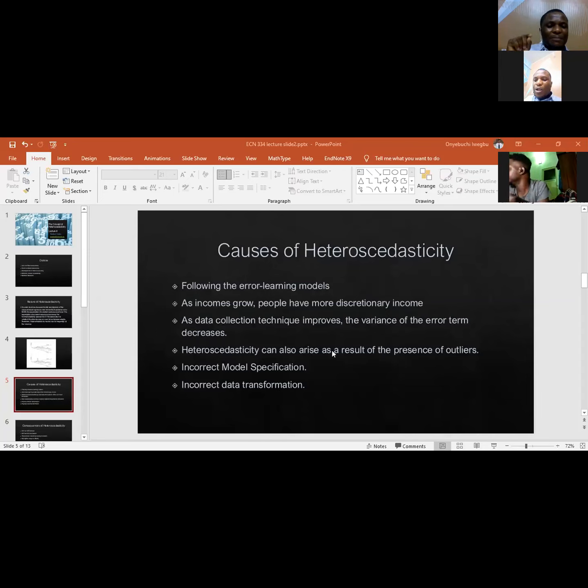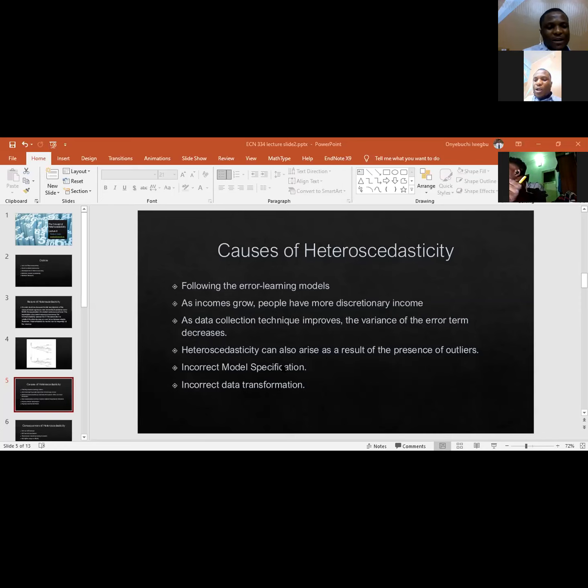So we are examining, are there possible scenarios or factors that will make the variance of your error term smaller than the variance of your error term in another scenario? Whatever makes your error term smaller as against whatever makes your error term larger, the two of them will not have the same variance, okay?